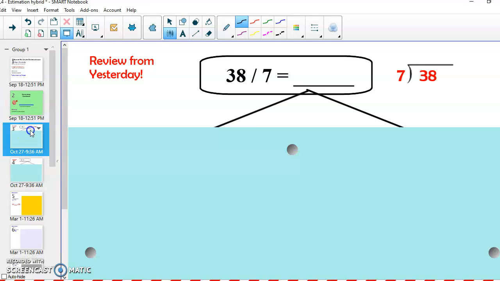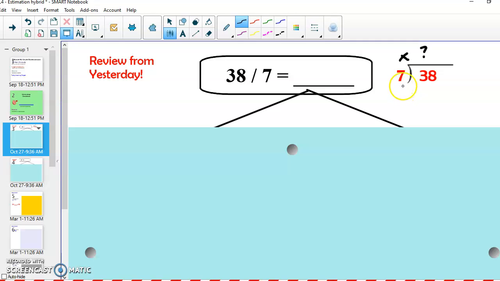But first, let's start with a little review from yesterday's lesson with Ms. Lewis. So yesterday we learned about dividing with remainders. And so here we have 38 divided by 7. It can also be written this way, 38 divided by 7. And so I need to think about my math facts here. 7 times what number will get me close to 38?